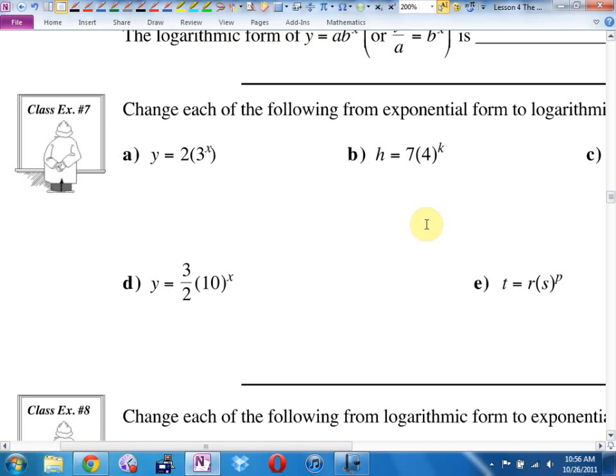Instead, I'm going to get the exponent by itself. What's happening between the 2 and the bracket? How about I move it over then? I'm going to start out quickly rewriting this equation as follows.